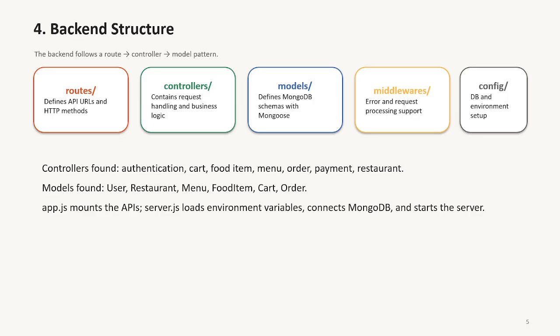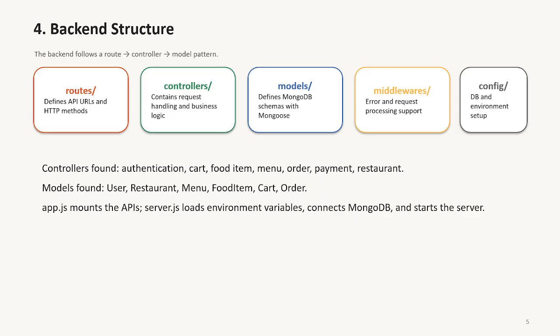The next folder is controller. Controller contains the business logic. For example, if the user logs in, the controller checks whether the email exists, verifies the password, creates a JWT token and sends the response back.